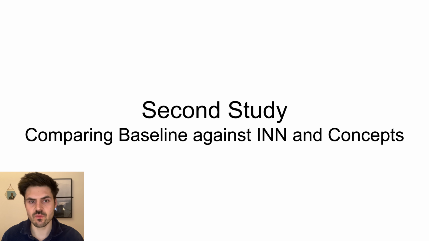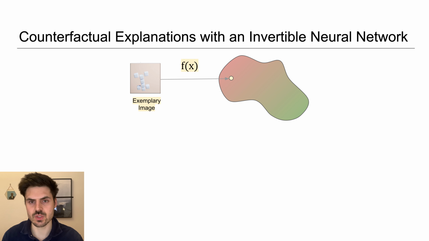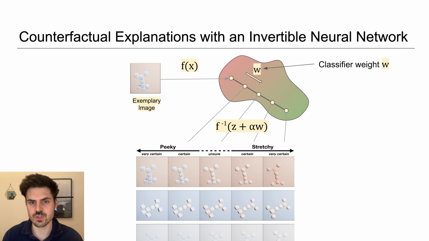In a second study, we compared the baseline against 2 other explanation techniques. One method used counterfactual explanations from an invertible neural network. Here you can see an image and its representation in the classifier space of the network. We created counterfactual explanations by adding the weight vector to this representation, thereby only changing features relevant to the classifier. The changed representations are then mapped back to the input. For the study, we arranged the interpolations similar to the grid of the baseline method.